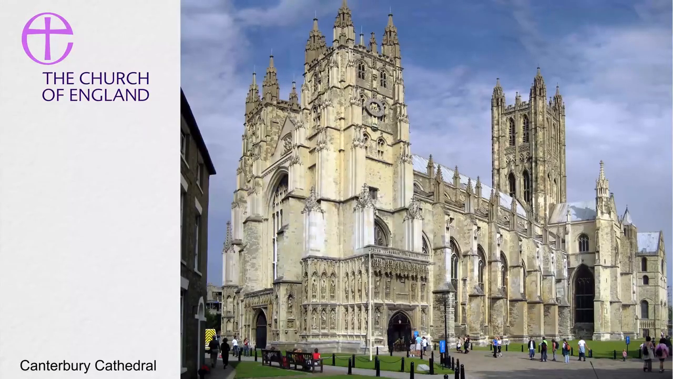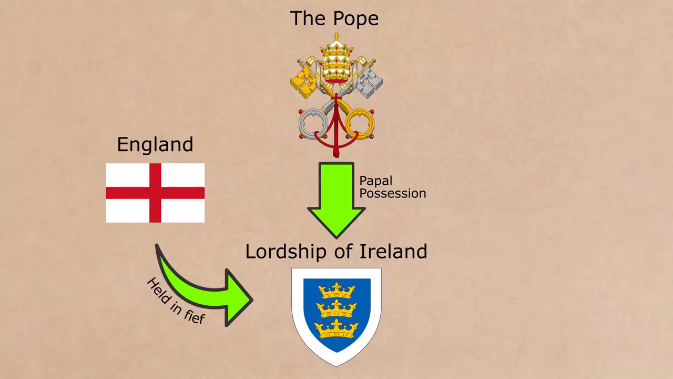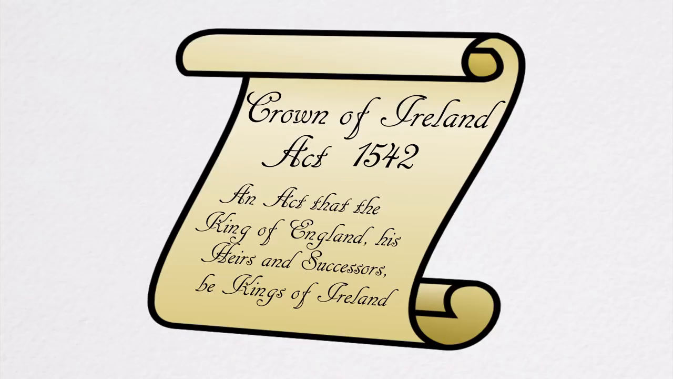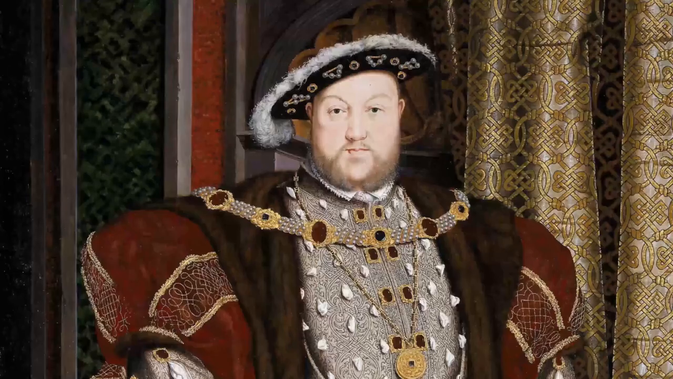With this, the political situation in Ireland became uncertain, as Ireland was a papal possession with the King of England as Lord of Ireland. In 1542, after an Act of Irish Parliament, Henry VIII was proclaimed King of Ireland, as the Lordship of Ireland became the Kingdom of Ireland. However, Henry VIII was not recognised by the Catholic powers throughout Europe.